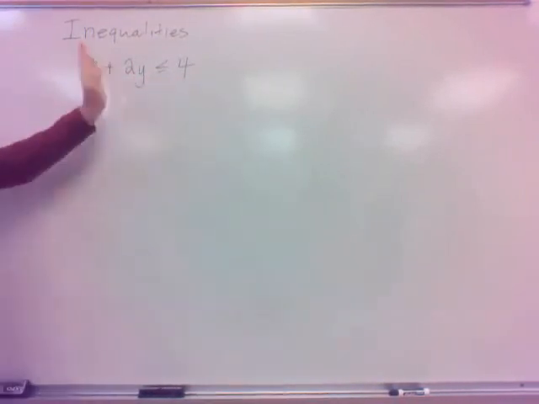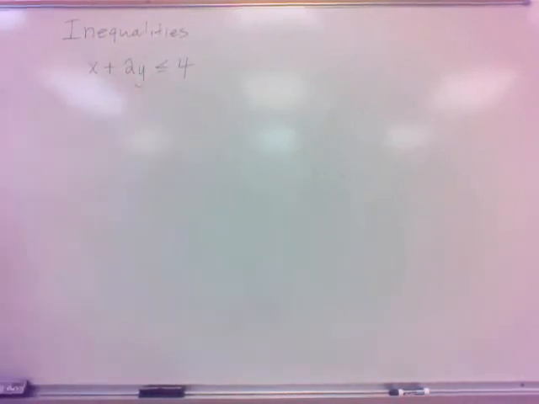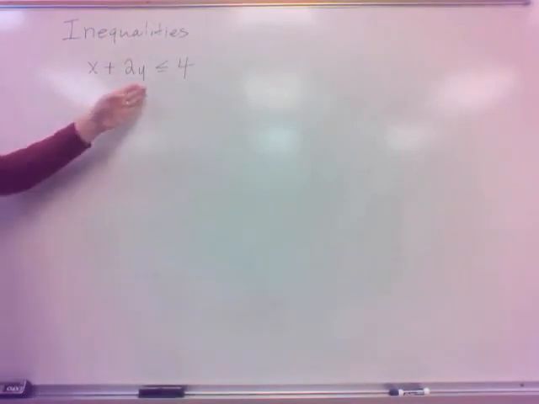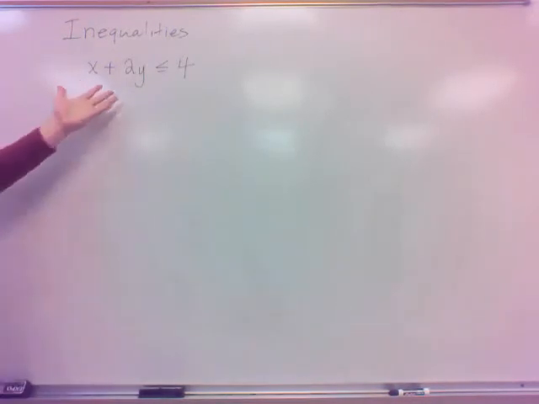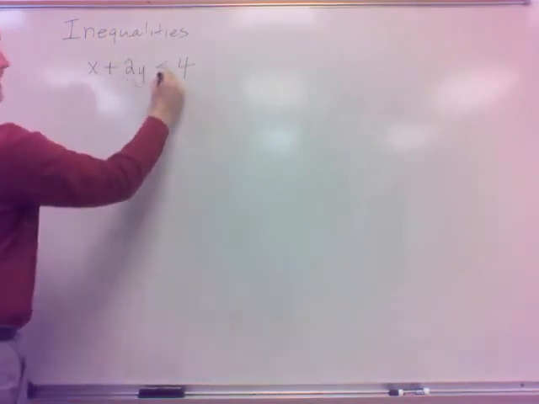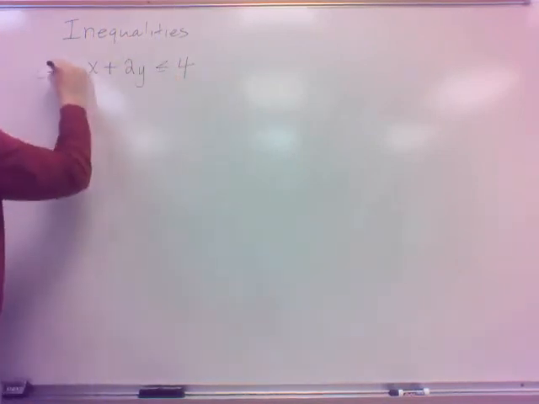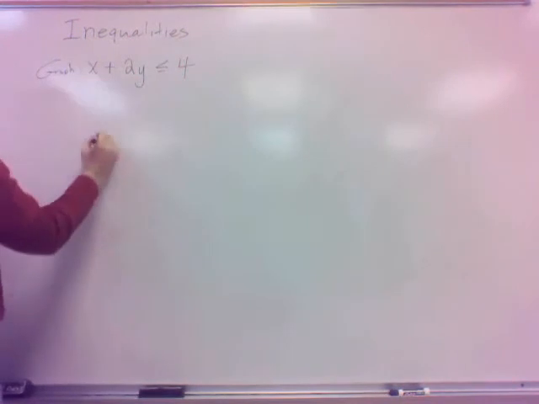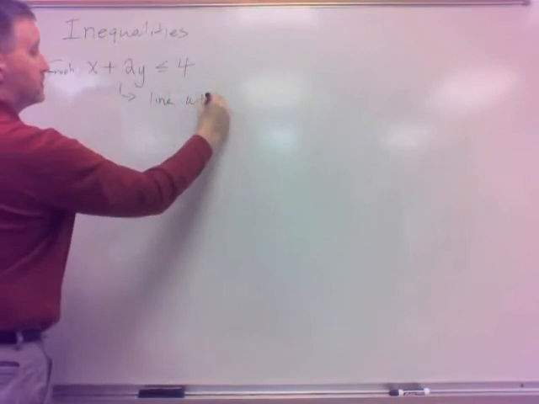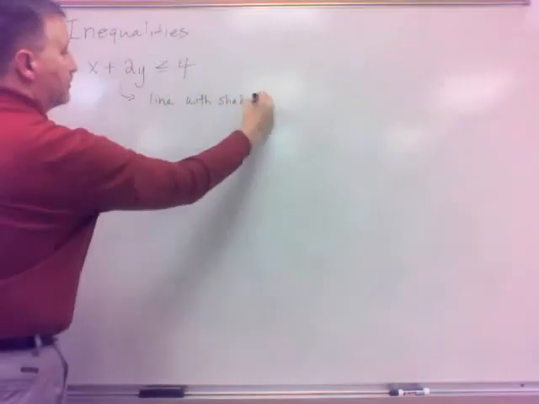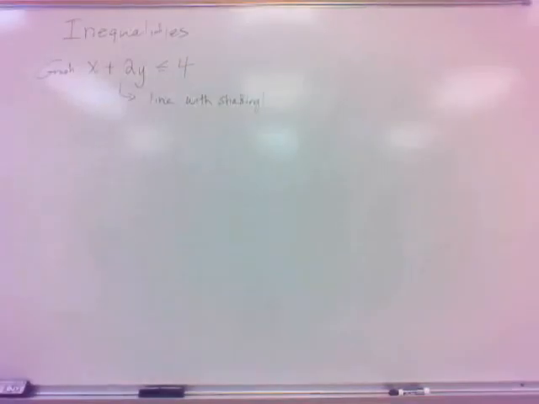The inequality adds to that what? Well, you're going to shade one side or the other of that line. Because when you add the inequality, ordered pairs on one side or the other of that line are going to work in this inequality. So what this is going to amount to when I graph it is a line with shading, shading one side or the other of that line.